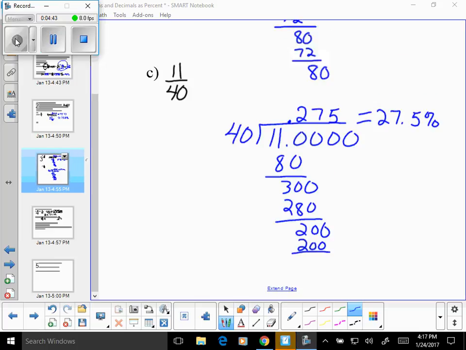At this point, I would like for you to hit pause and do example C. All right, class, how did you do? This one's a little bit different because you really don't need that 4th 0. It happens to work out evenly in the 3 places, but you should have come up with 27.5%.